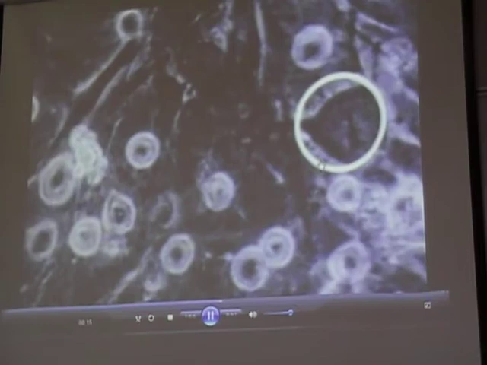Two new animal cells are formed as the cytoplasm pinches off between the nuclei.